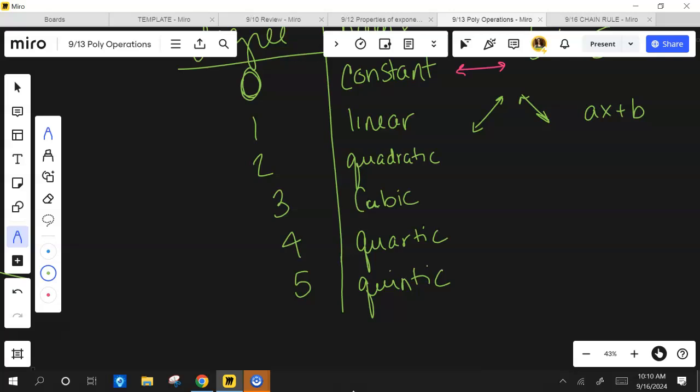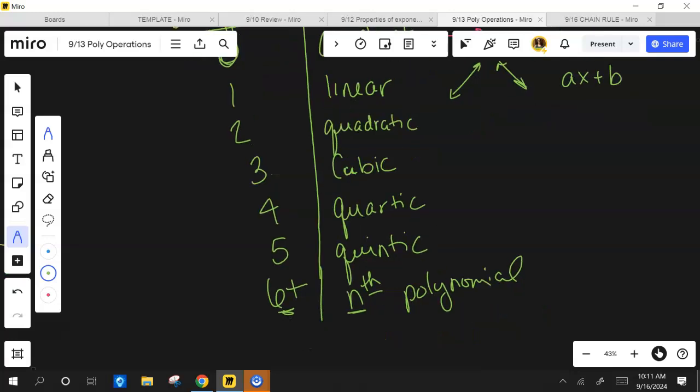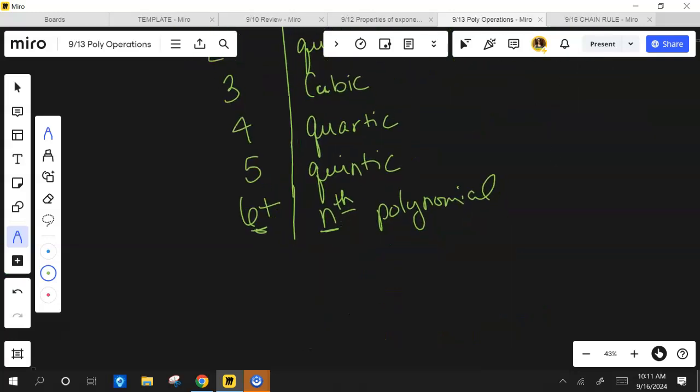Past 5, we don't really call them a name. For 6 plus, we just say nth degree, and we put whatever this number is in for the n. We say whatever degree polynomial. So if I had a degree of 8, I would just call that an 8th degree polynomial.